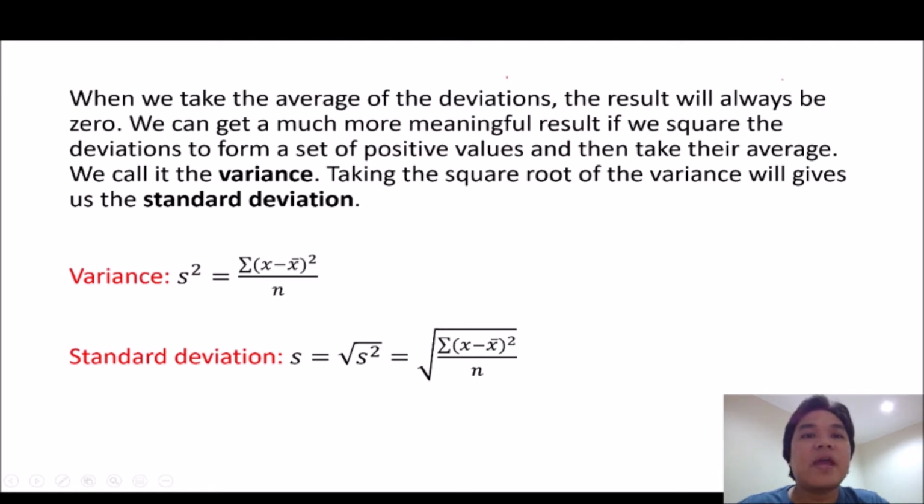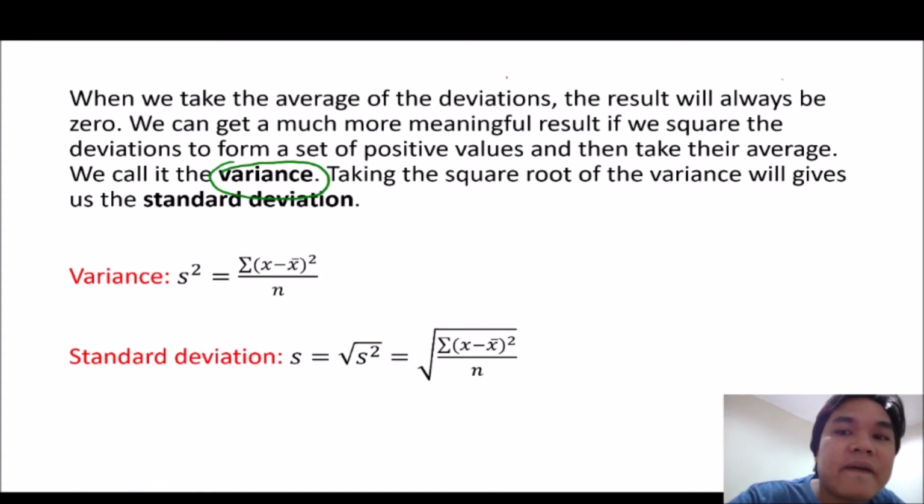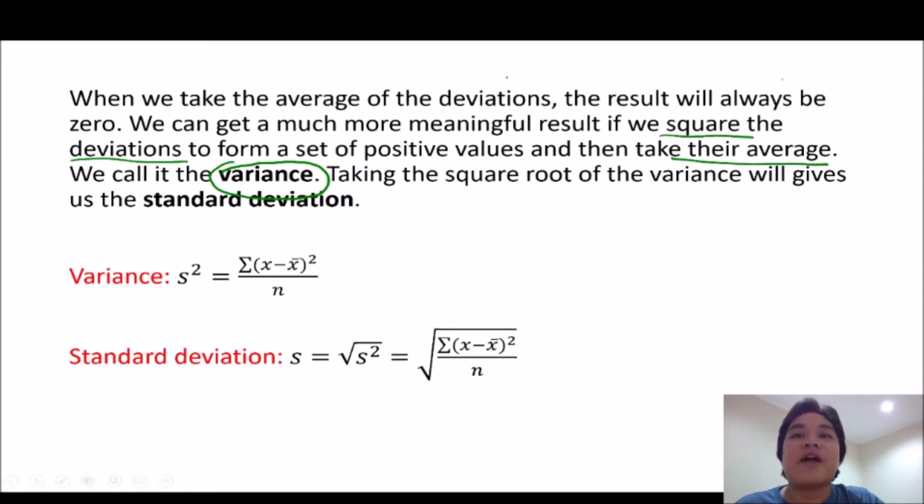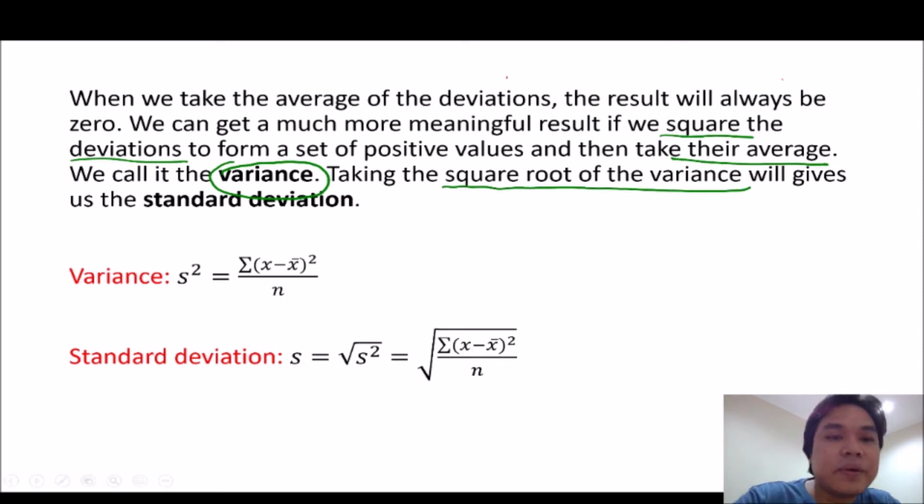When we take the square of each deviation and then take the average of the squared deviations, we're actually computing the variance. So squaring the deviations and taking the average gives you the variance. And once we take the square root of the variance, it gives you the standard deviation.